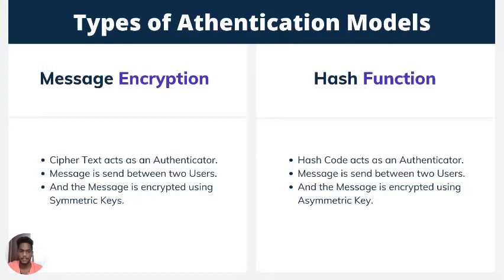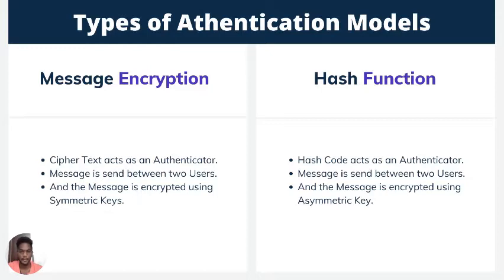In this, the message is sent between two users. It means in a network there will be many users, but it will be between two users, for example, user A and user B. The message is encrypted using symmetric keys. Symmetric keys means in a network there will be two users, and when they want to transmit a message, they need to encrypt and decrypt the message. Encryption and decryption are done using keys. They are symmetric keys.